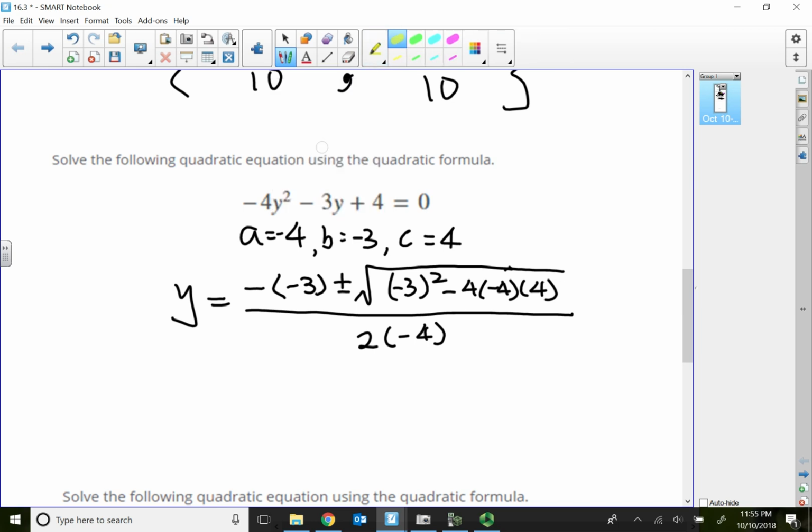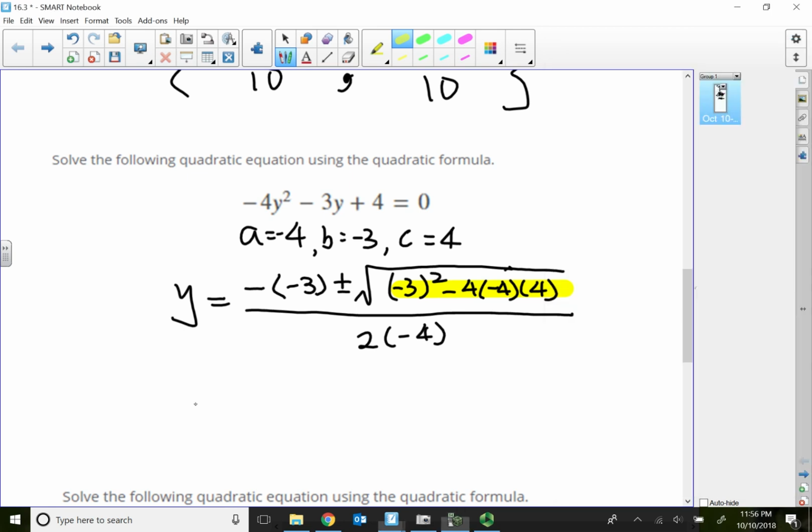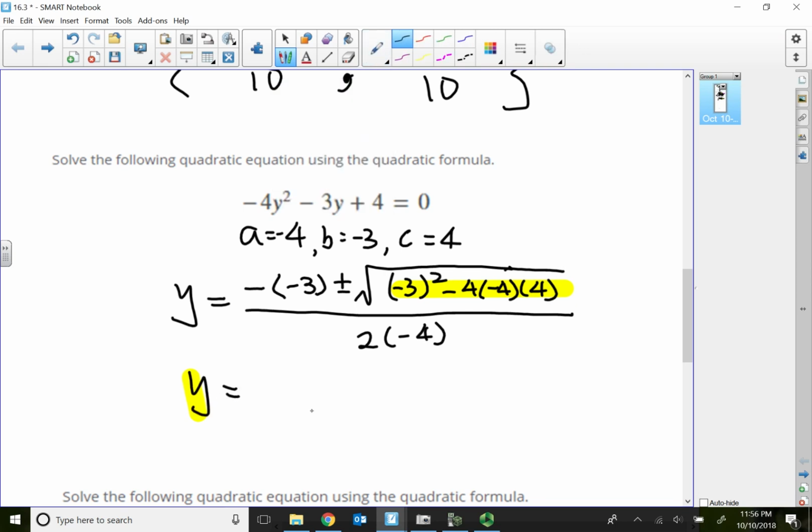All right, so when we simplify this whole answer, let's go ahead and key in what's inside the square root first. 73. So my y is negative 1 times negative 3, which is positive 3, plus or minus the square root of 73, whole thing over 2a, which is 2 times negative 4, which is negative 8.